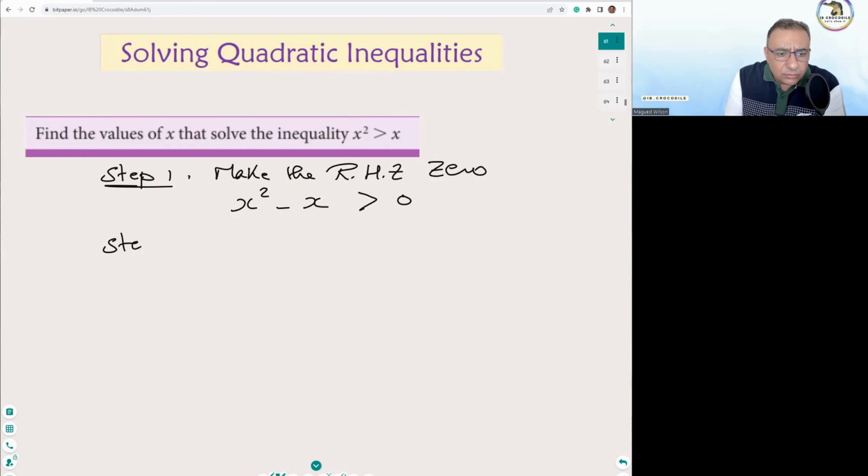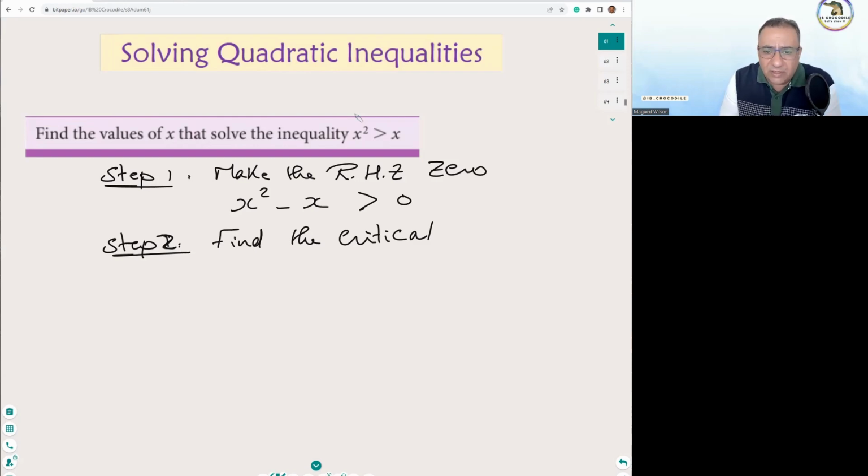Step two, find the critical points. Here, the critical points mean the zeros of this quadratic expression. In another expression, the critical points may have a different meaning, but here it is simple enough, so I can say the critical points or the zeros of the quadratic expression. So let's pretend that x squared minus x equals 0.